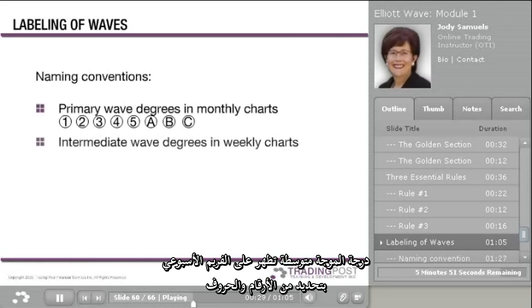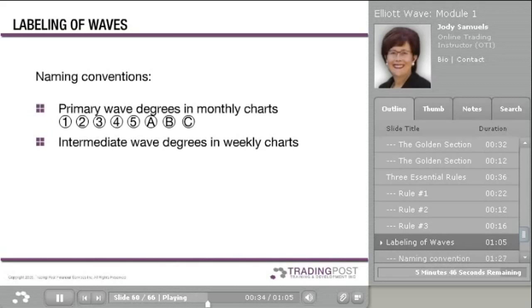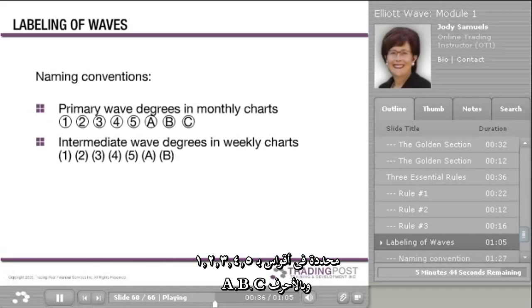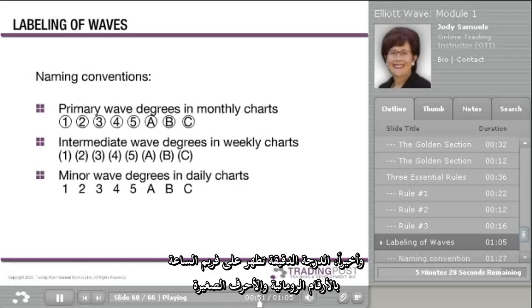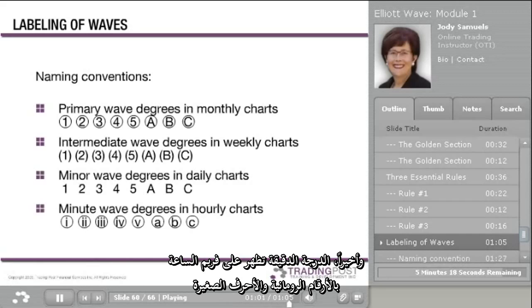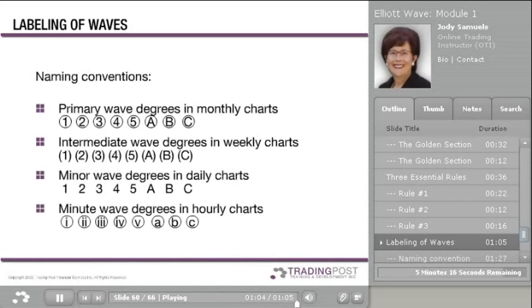Intermediate wave degrees, found on the weekly charts, are noted as numerals and letters 1, 2, 3, 4, 5, and A, B, and C in parentheses. Minor wave degrees, found on the daily charts, are noted as numerals and letters without parentheses. Finally, minute wave degrees found on the hourly charts are noted as circled lowercase Roman numerals 1 through 5 and lowercase a, b, and c.